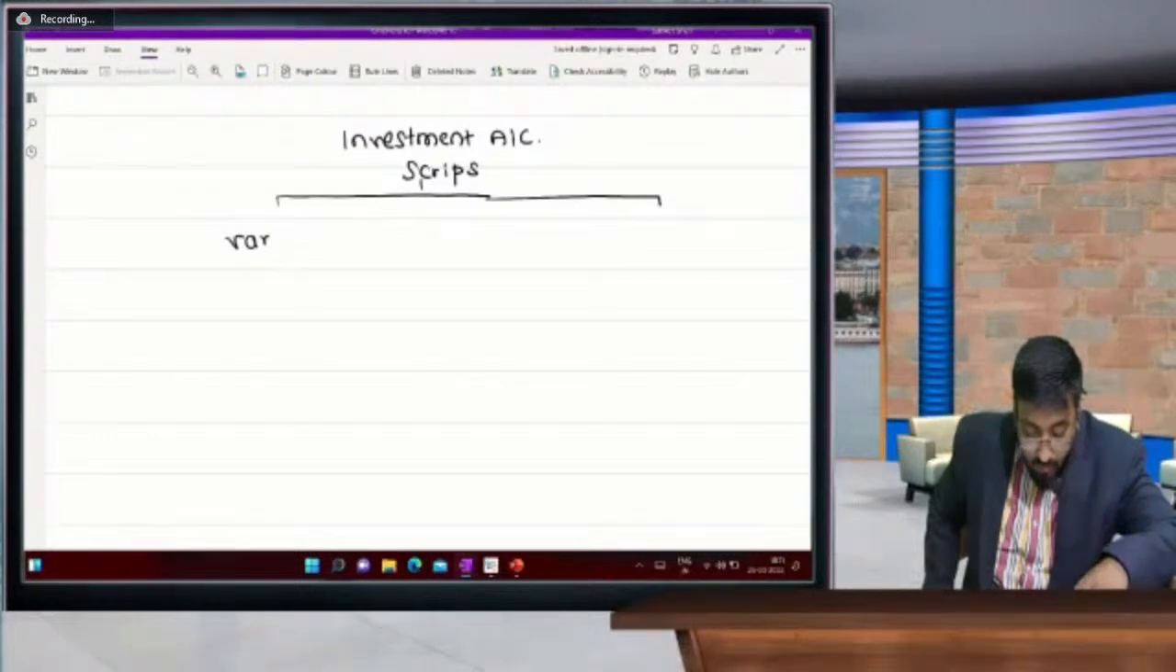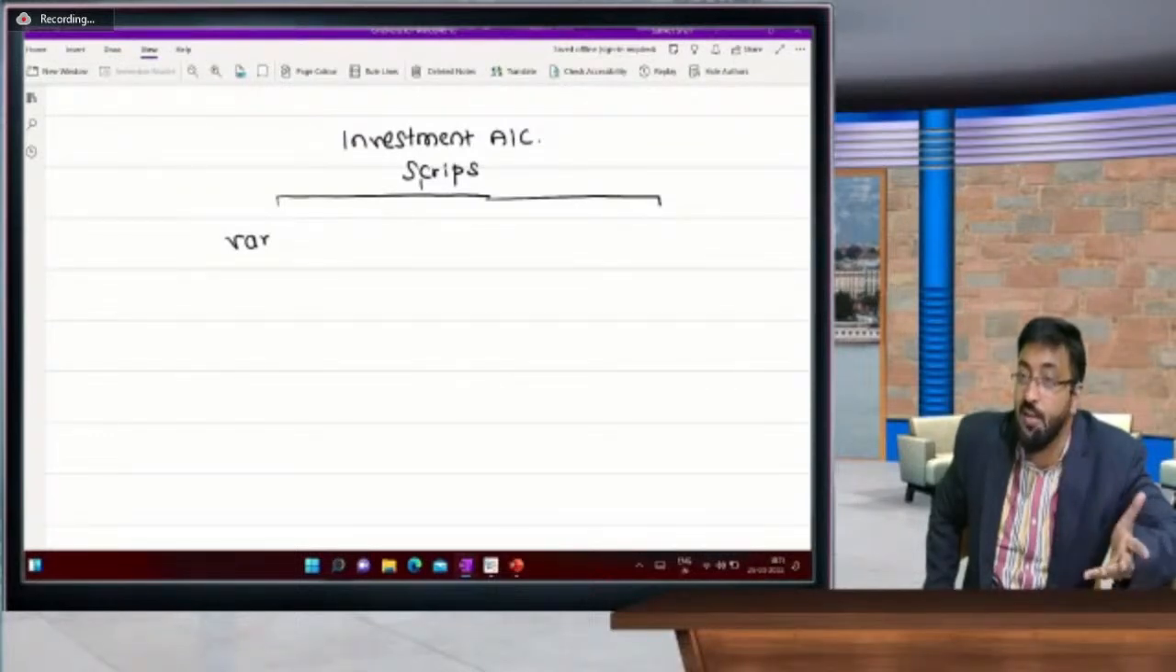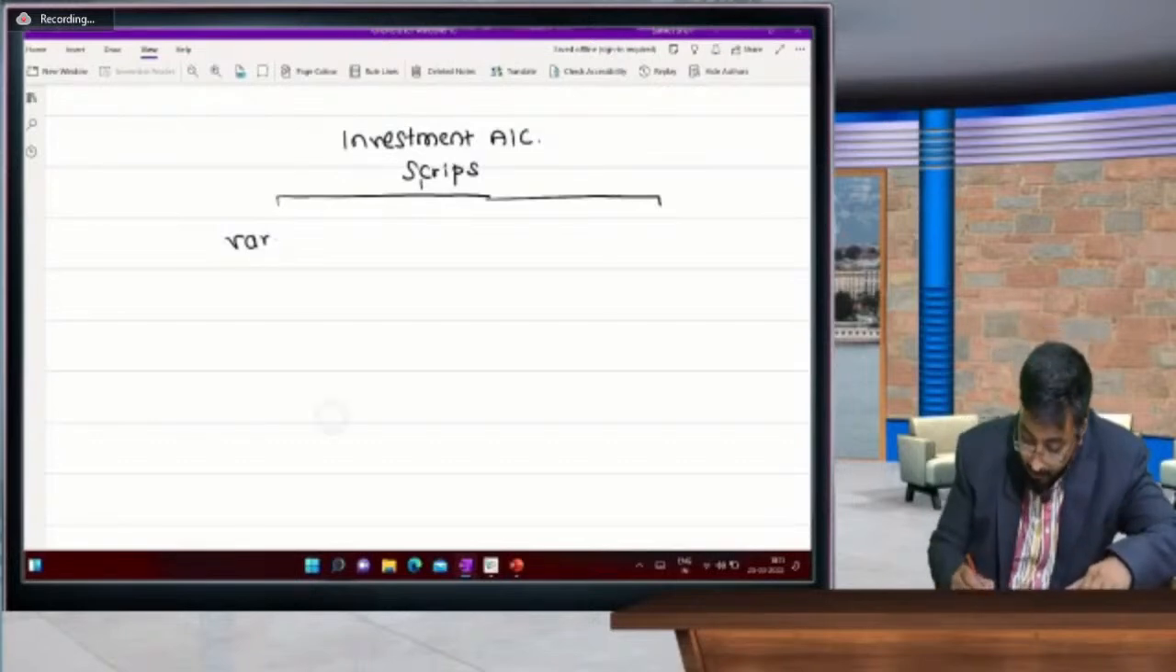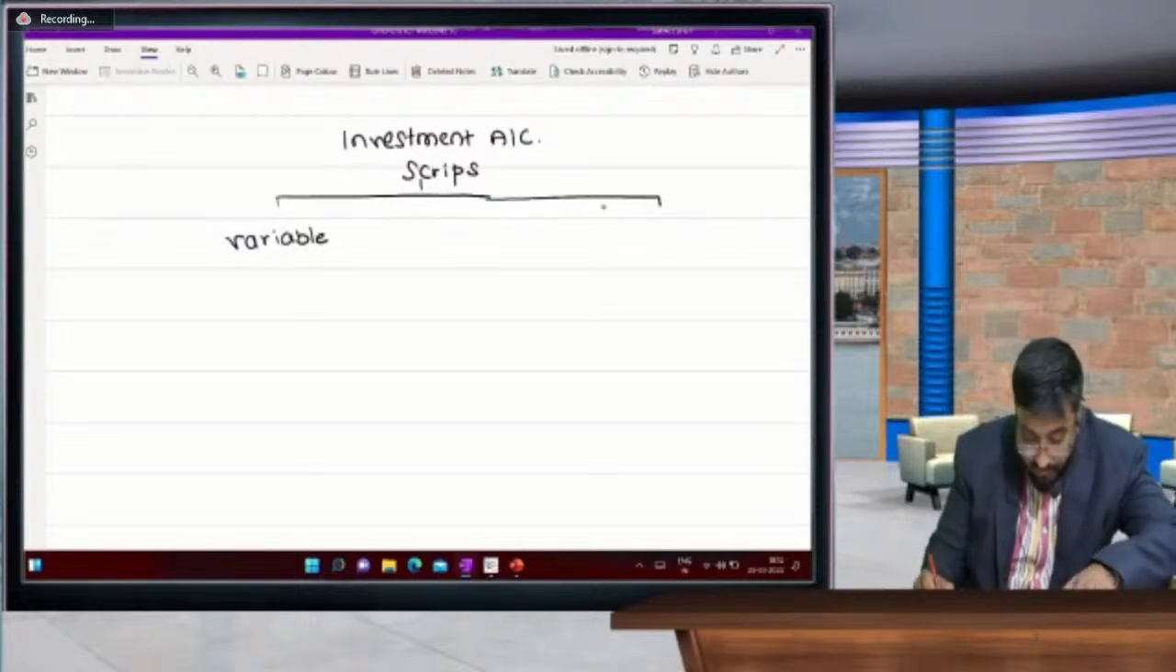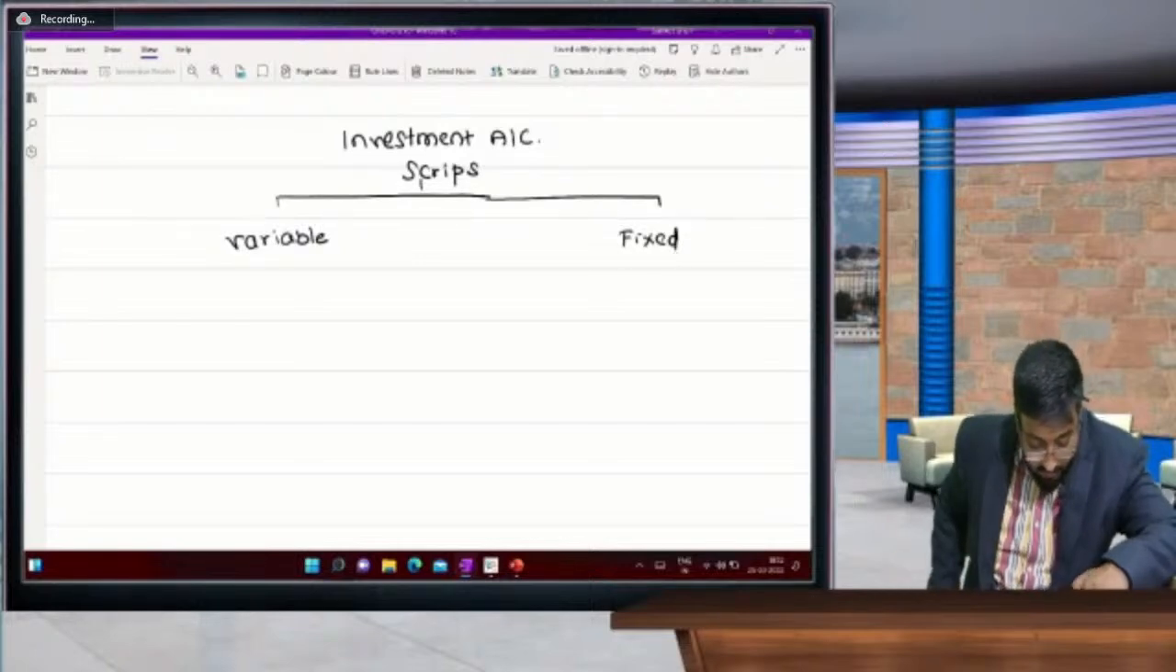So I have a Reliance script, meaning I have invested in Reliance shares. So script means shares. I have government scripts, which means I have invested in bonds. Okay, so there are two types of scripts. One is variable and the second one is fixed.